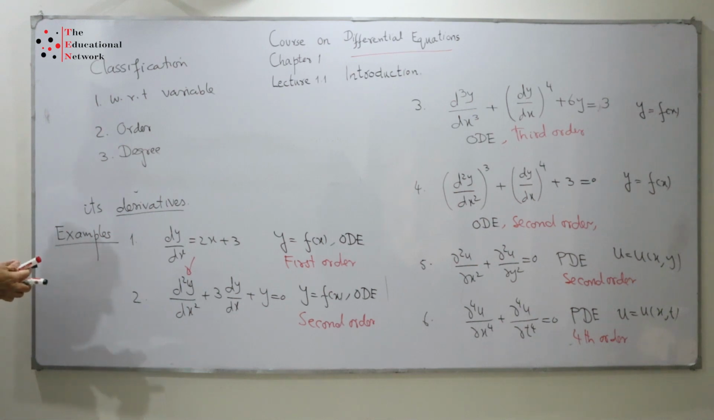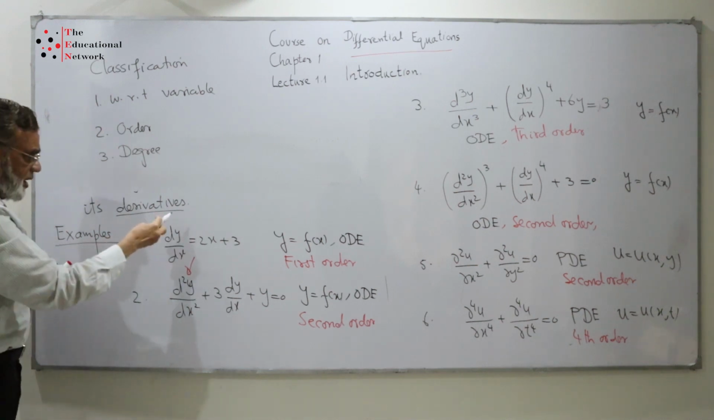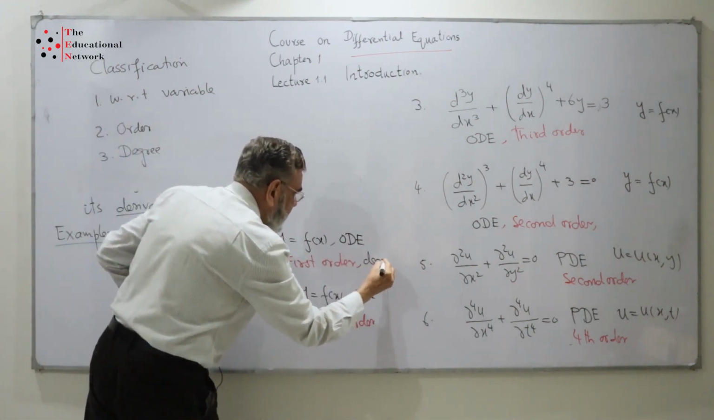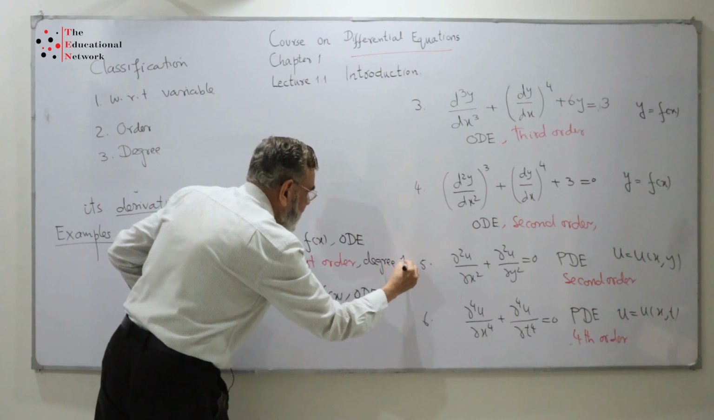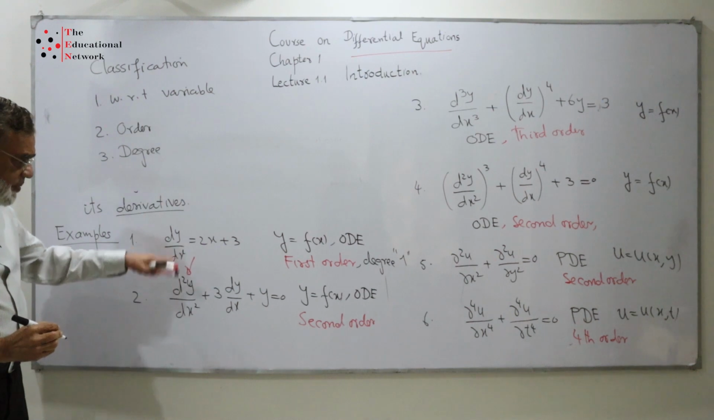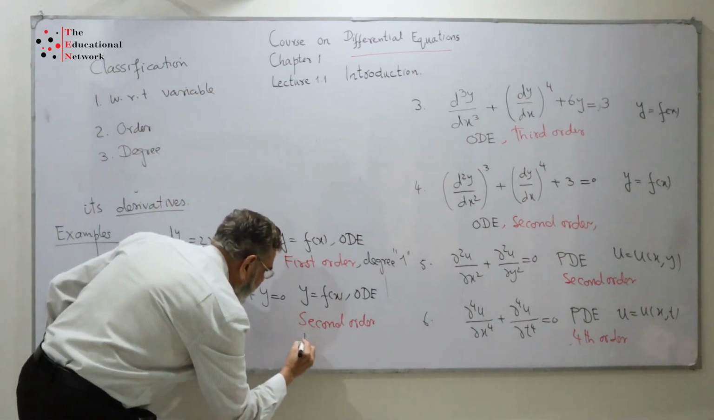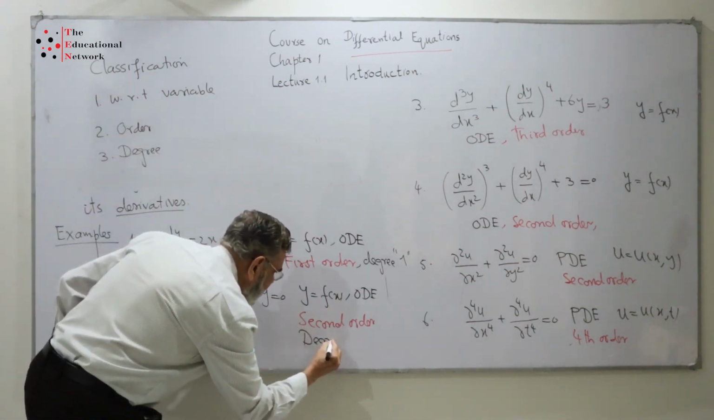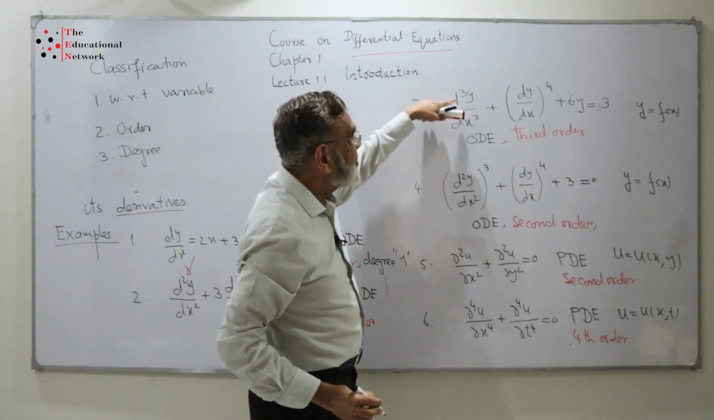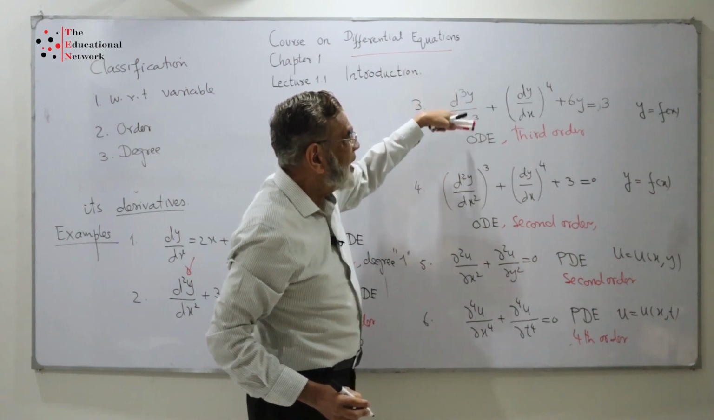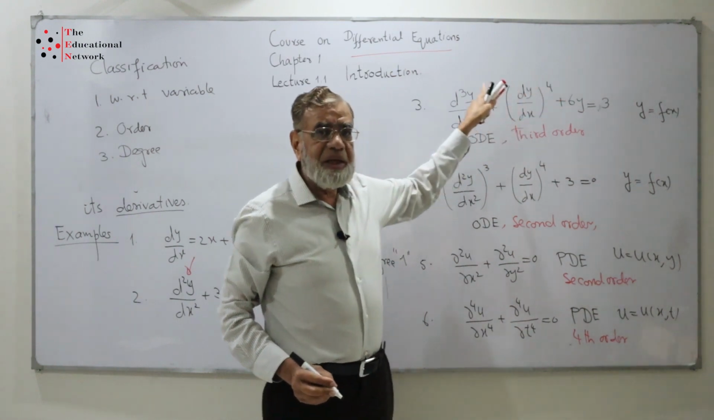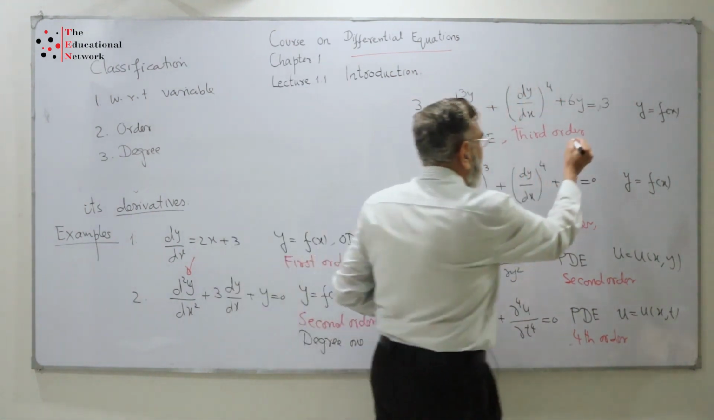When we take this one, the degree of this term is 1, so we say it's of degree 1. Also here the degree of this term is 1. The degree of this equation is also 1. Look at this one. The highest order term is d3y by dx cubed, and its degree is 1. Here a degree of 4 appears, but we will not take that. We take the degree of the highest order term, that's 1. So we say of degree 1.